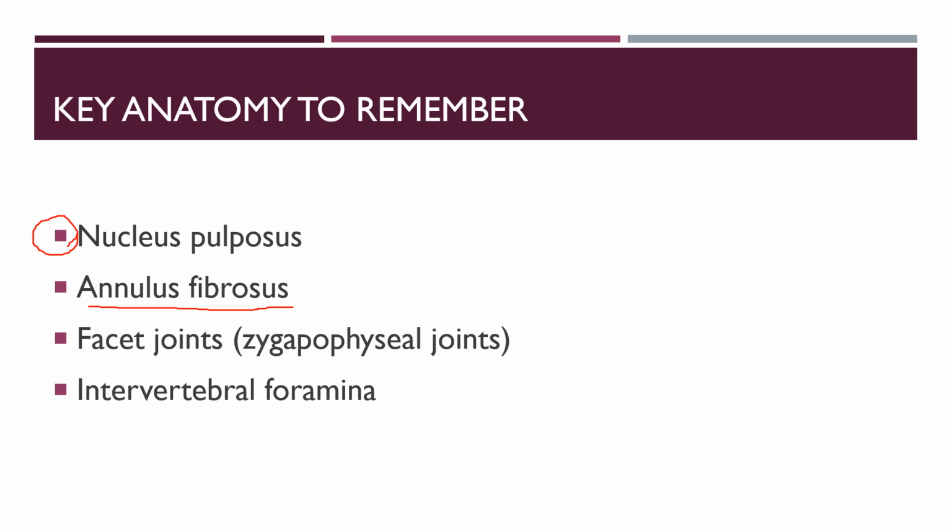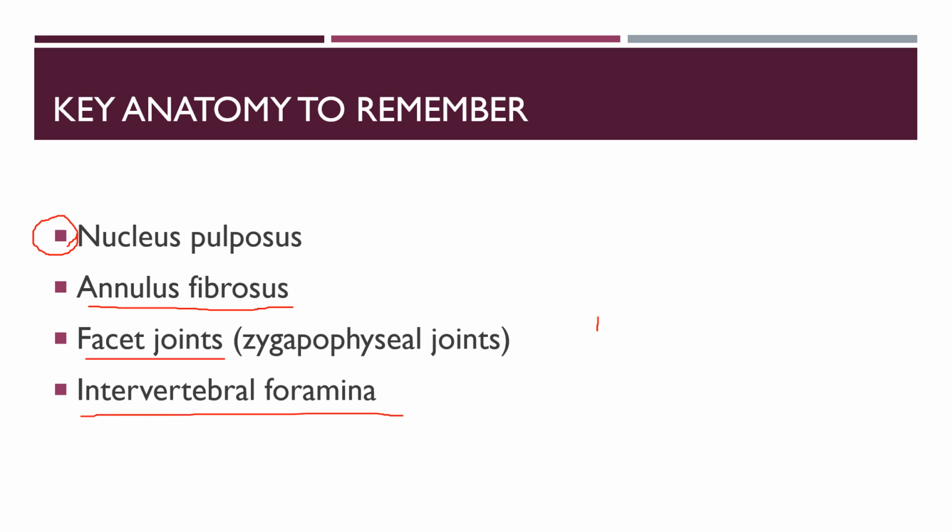The other thing that we need to think about are the facet joints here. The zygapophyseal joints is another way that people like to describe those. We'll talk about facet joints a little bit here, more so when we get in person in lecture, but it's going to be important to understand some of the anatomy related to those facet joints. And then the other thing that we need to really consider is this intervertebral foramina.